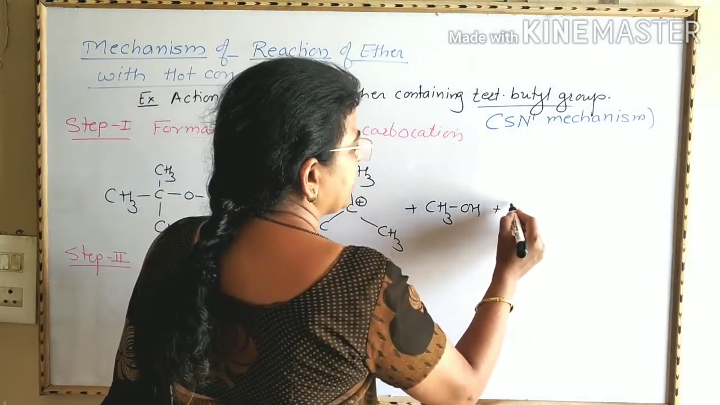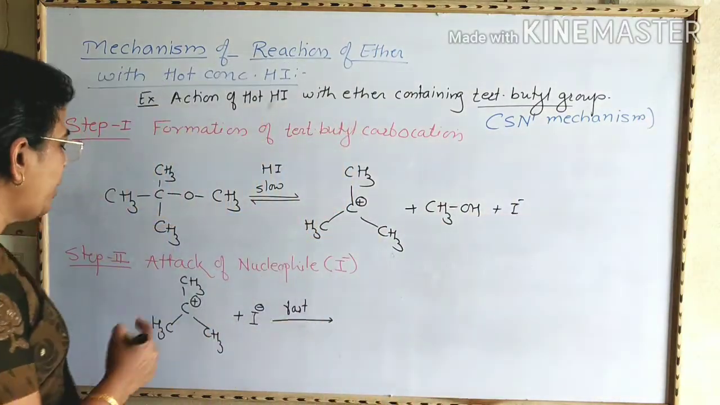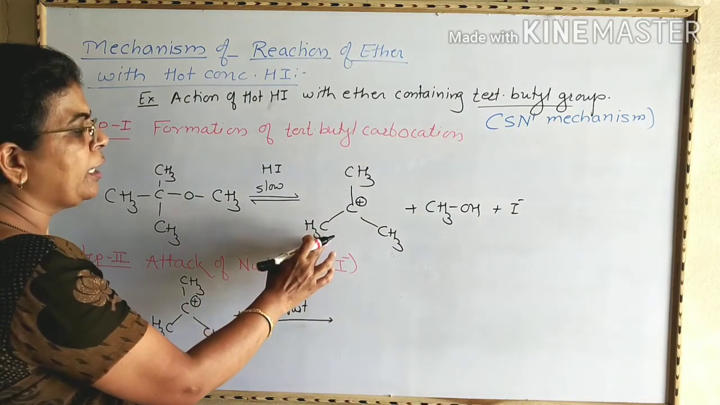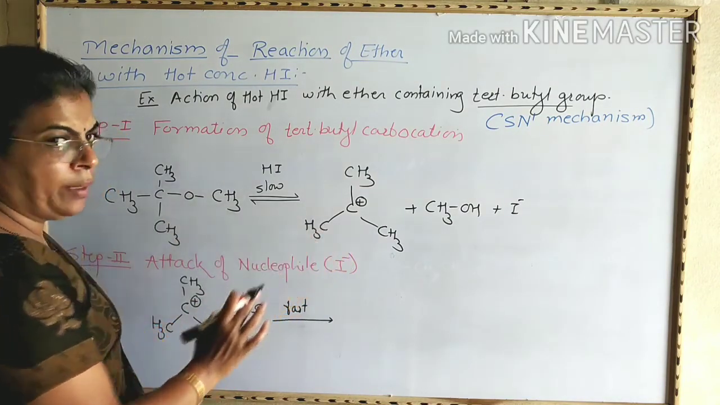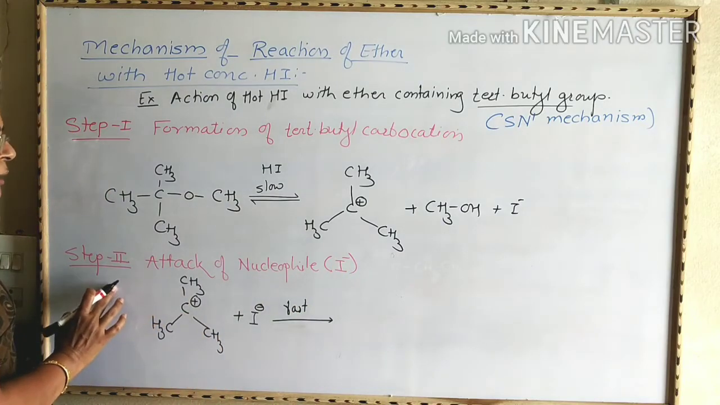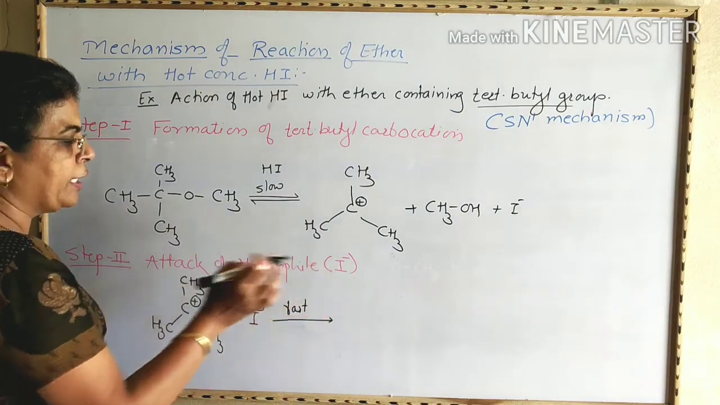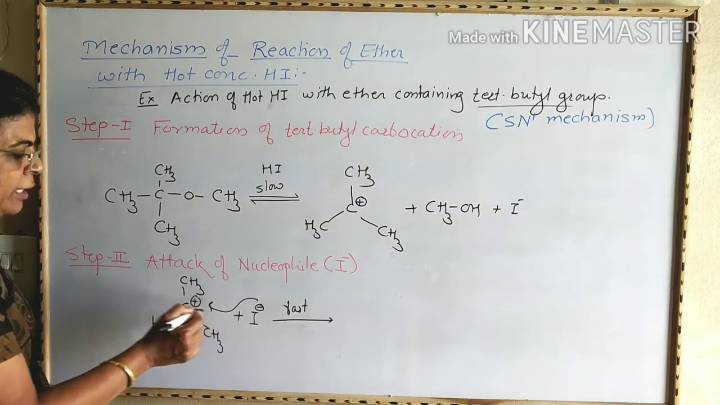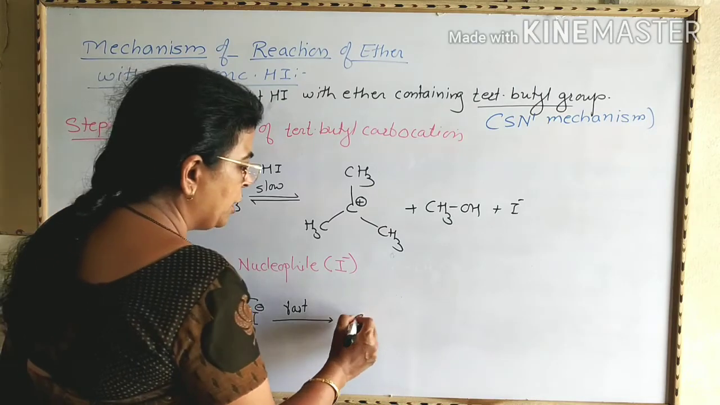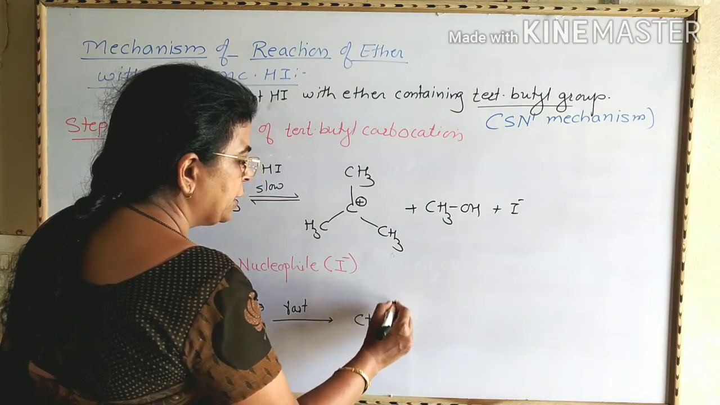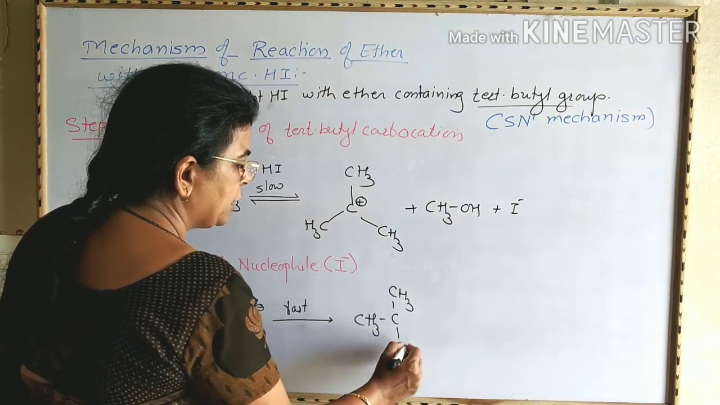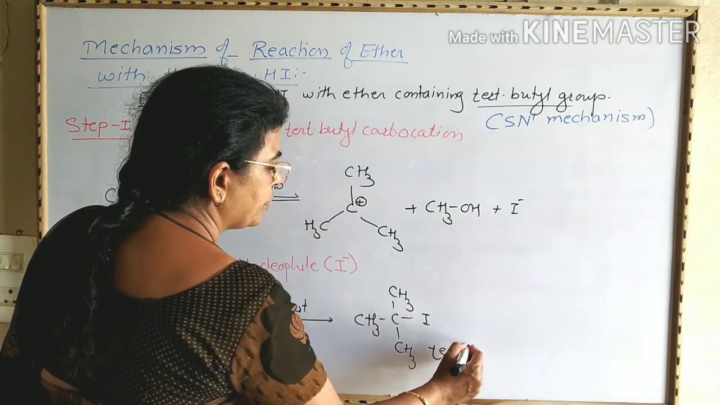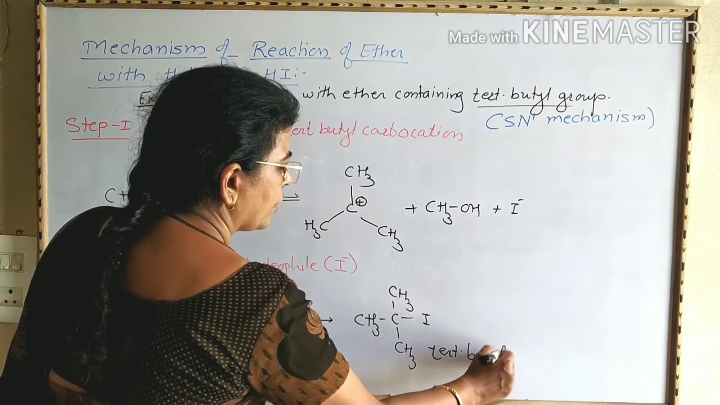and I minus ion. Now in the second step, this tertiary butyl carbonium ion is a stable carbonium ion, and in the second step attack of nucleophile, that is I minus, takes place on this carbonium ion from the front side as well as from the back side to form tertiary butyl iodide.